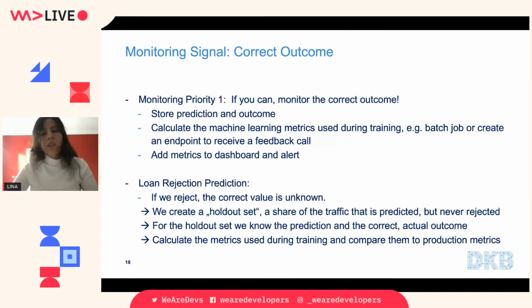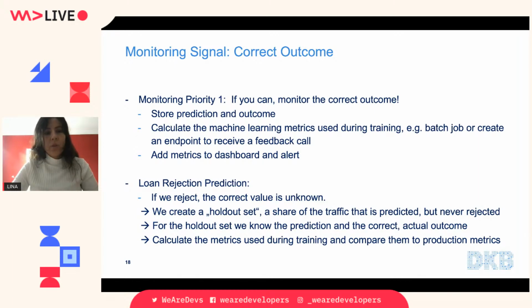So in some cases, you actually do know the correct outcome and it can be close in time. So in our loan case, I just told you, we actually don't know if we reject a person. So what we did is we created a so-called holdout set. That means we have a share of the traffic that is predicted, but it's never rejected. So basically, we don't touch it, like a small share of the live traffic that's never touched. And for these people and these applications, we know the prediction of the model and we know the correct actual outcome. And we can then calculate the metrics used during training and compare them to the production metrics.